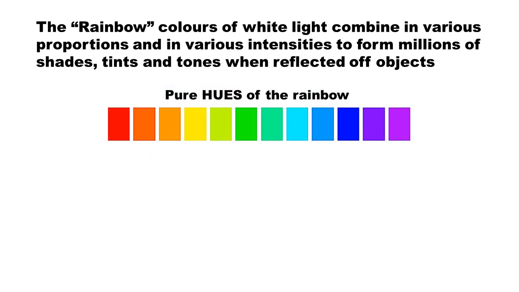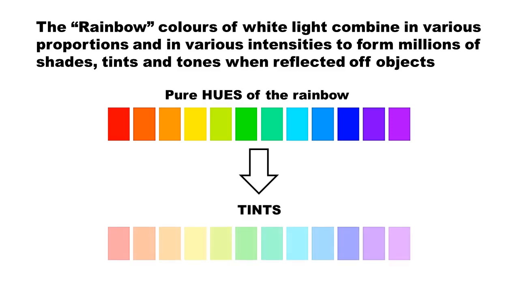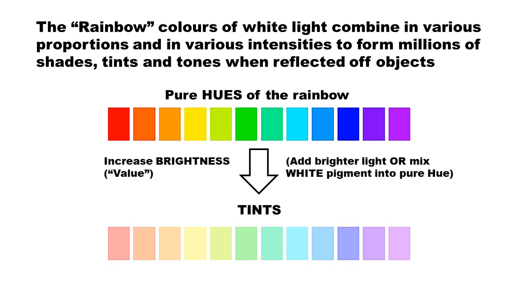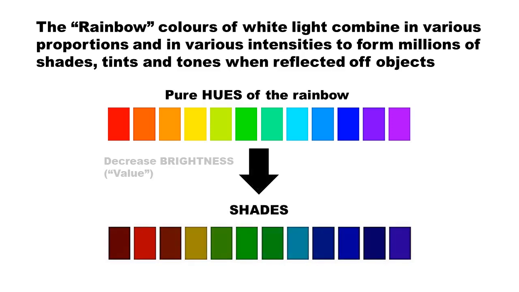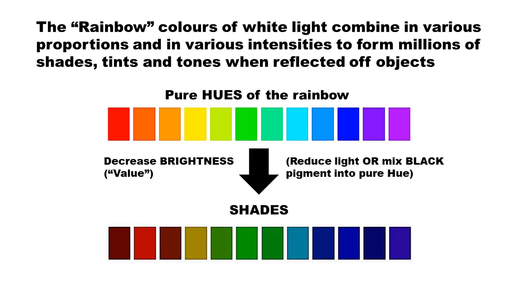For example, if we start with the pure colours of the rainbow, which scientists and artists call hues, we can create lighter versions of these colours either by illuminating the object in stronger light, or, if we're creating a painting, by adding more white pigment into the mix of paint. The resulting colours are known as tints of the original hues of the rainbow.